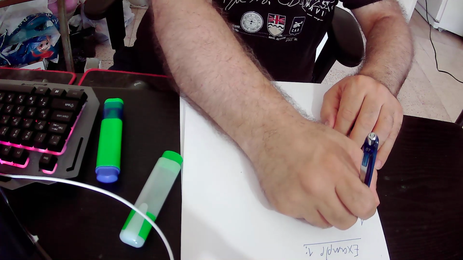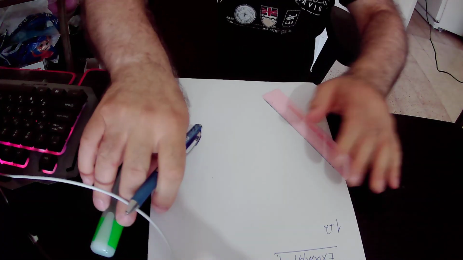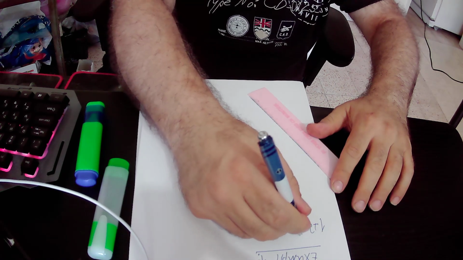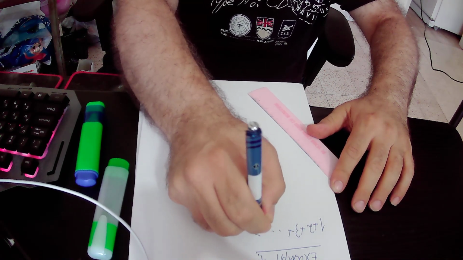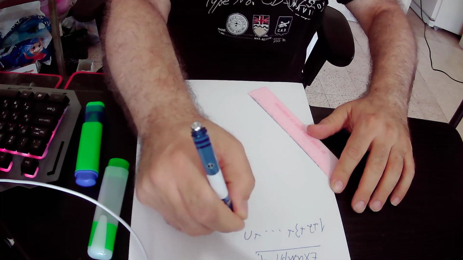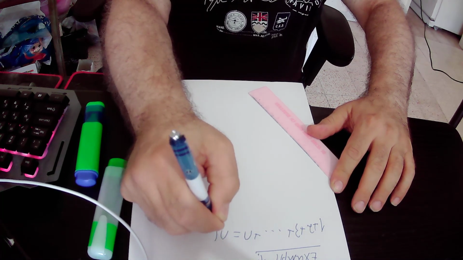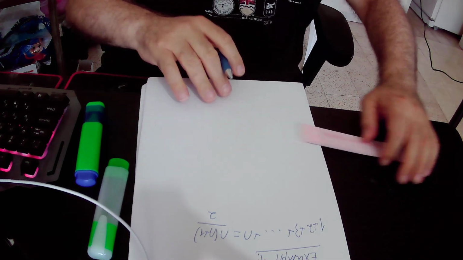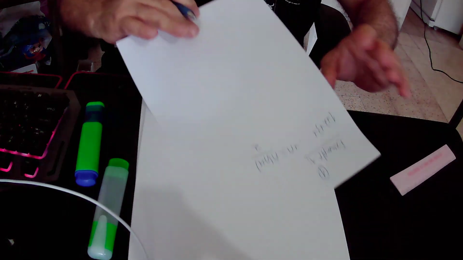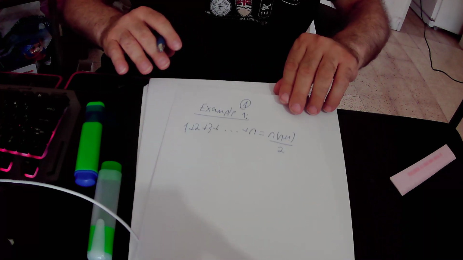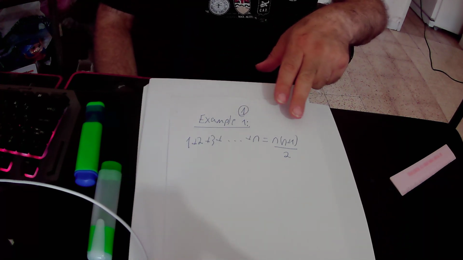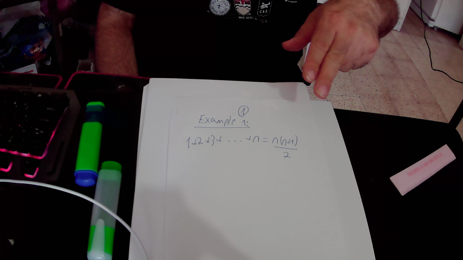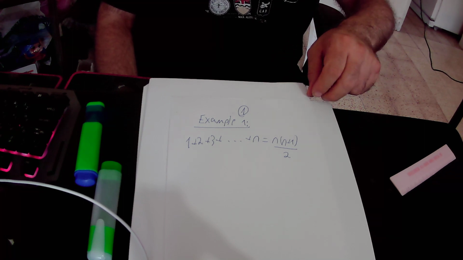1 plus 2 plus 3 plus ... plus n equals n times n plus 1, all divided by 2. So we want to prove that this statement is true for all the natural numbers. 1 plus 2 plus 3 plus n equals n times n plus 1 divided by 2.